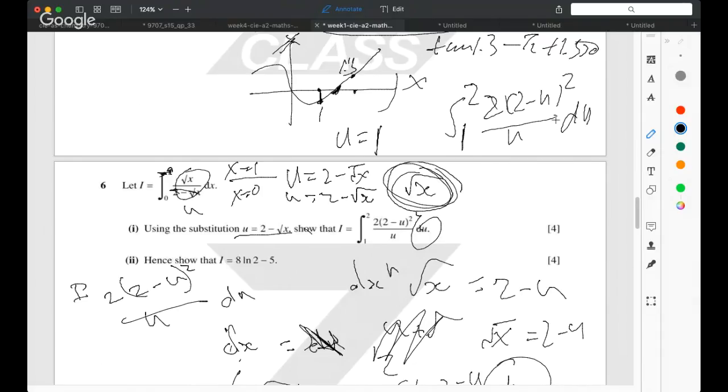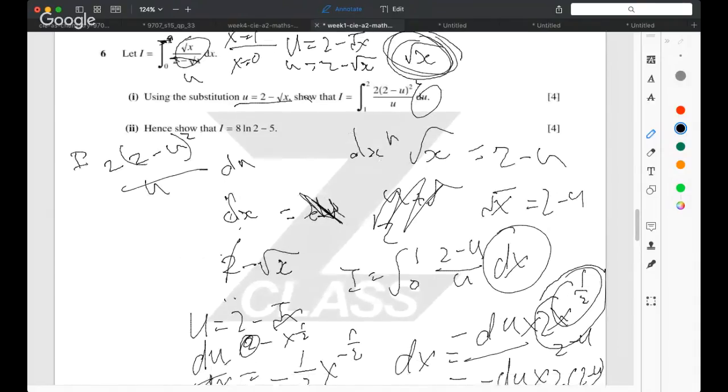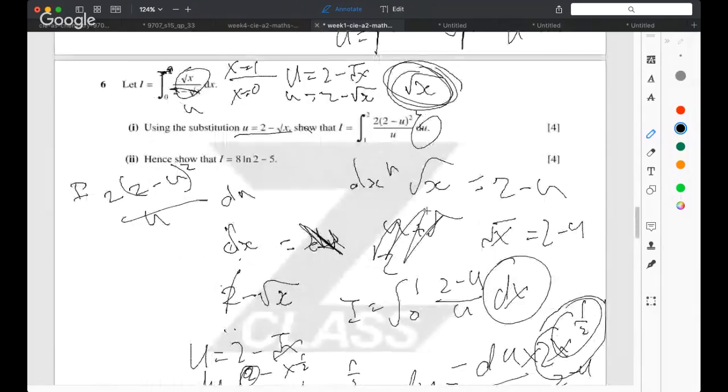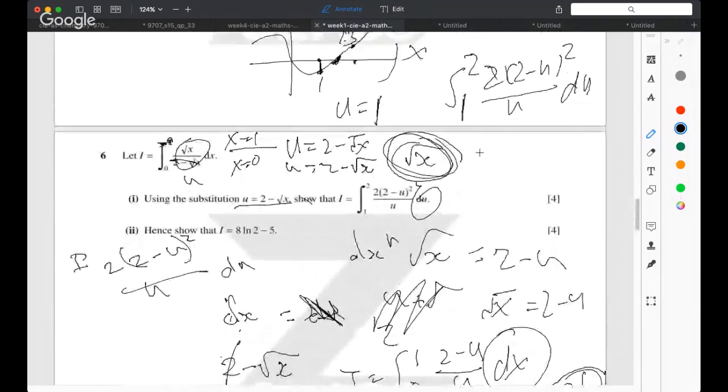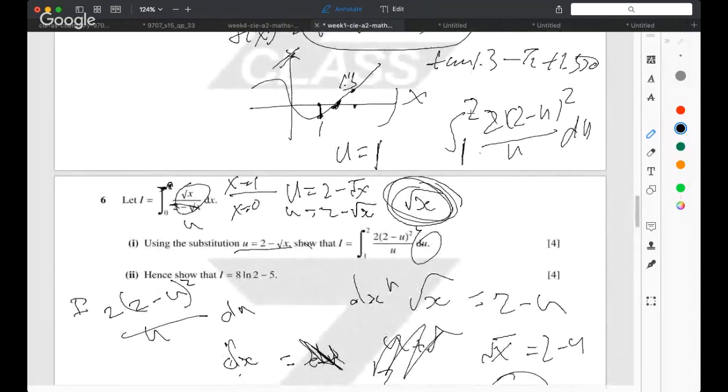Okay, can I ask a question? When I was doing this beforehand, I got a minus 2 times. So there's a negative sign, right? Because we're changing the limits, that negative becomes a positive. Yeah, so you are right. I forgot to do it.